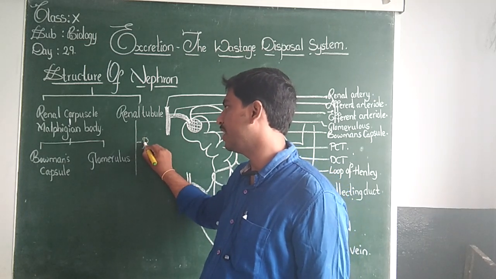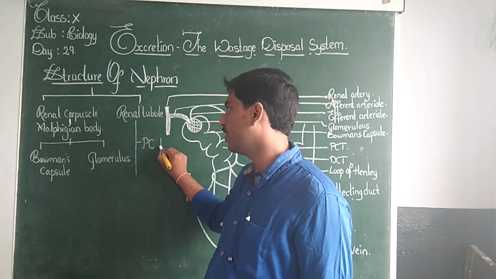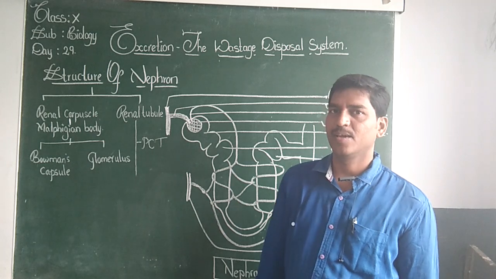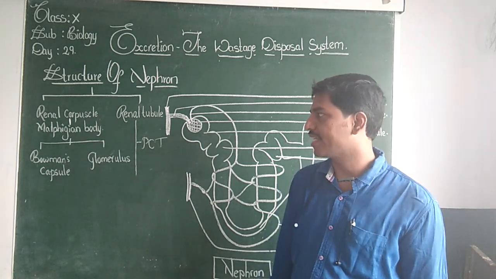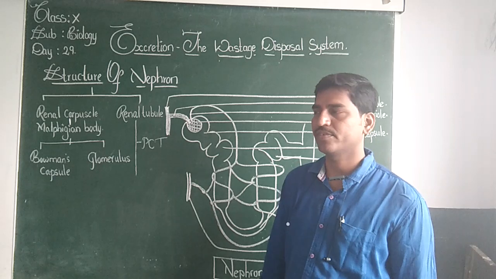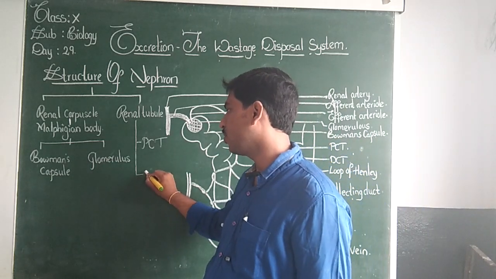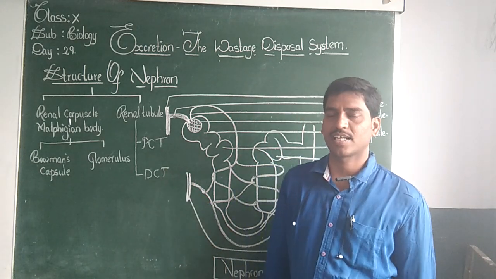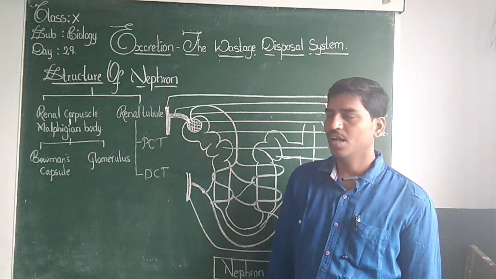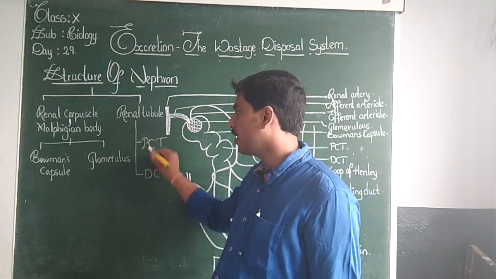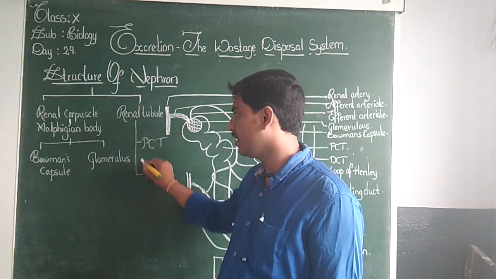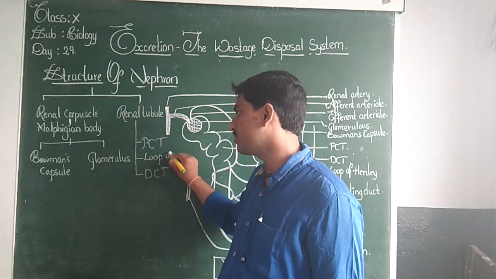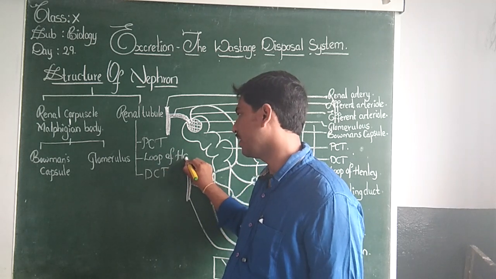This renal tubule is made up of the proximal convoluted tubule, which we denote as PCT. P stands for proximal, C stands for convoluted, T stands for tubule. Next we have the DCT. D is distal, C is convoluted, T is tubule: distal convoluted tubule. This PCT and DCT are joined by a loop, which is called the loop of Henle, right?